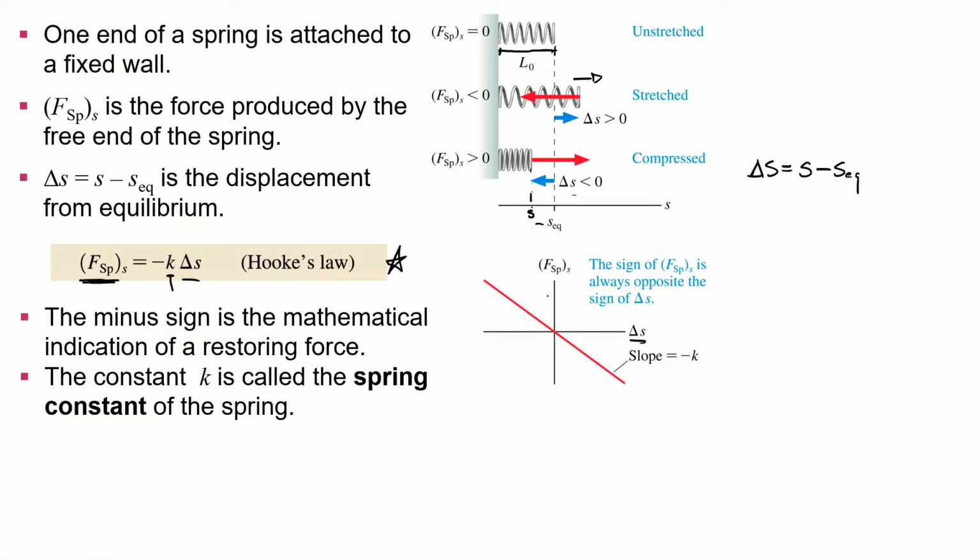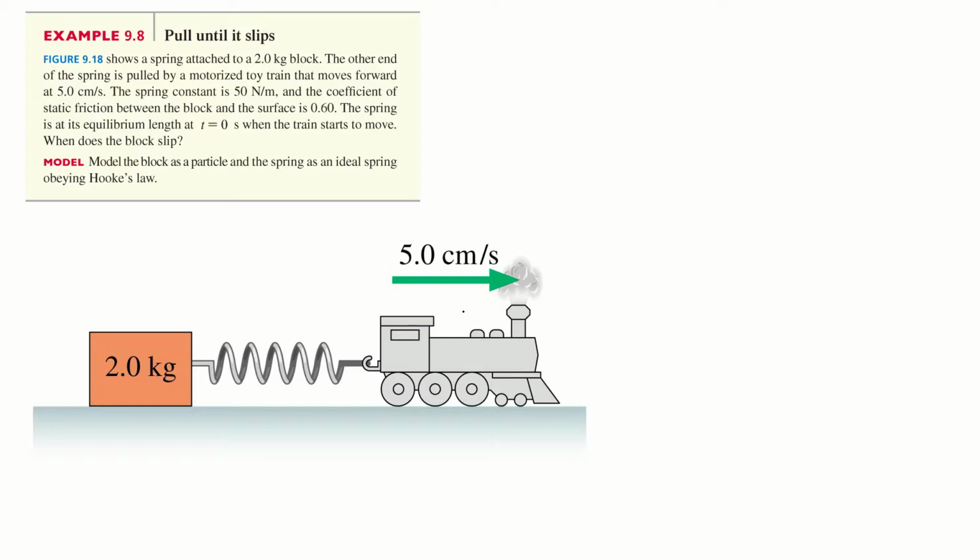The major takeaway is that we can use this just like we've used any other force. We know that the force on a spring is negative k delta s, and we can add this to our toolkit to analyze forces and how they act on an object. A quick example to go through is one from the textbook.